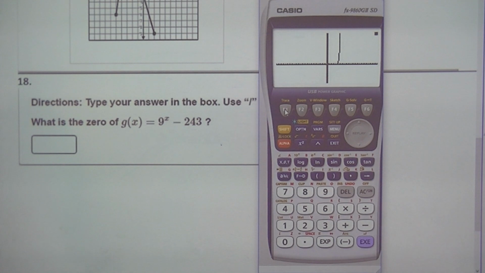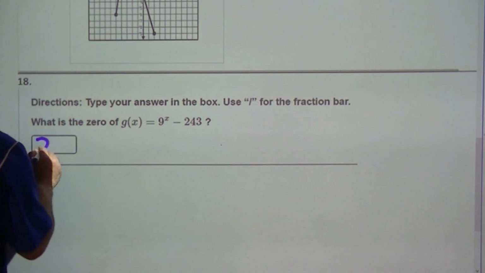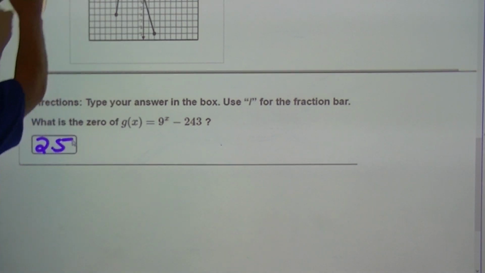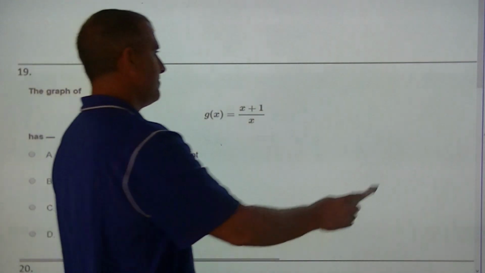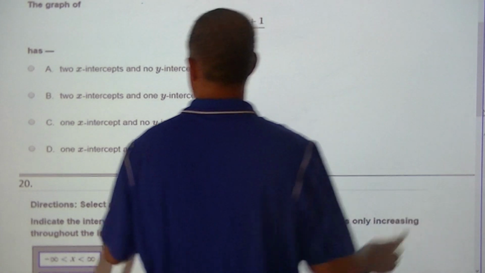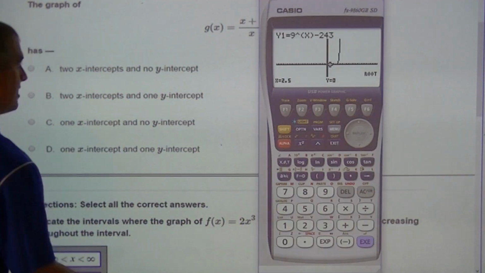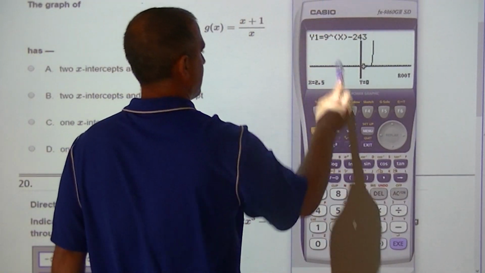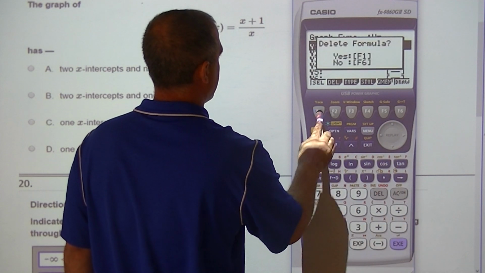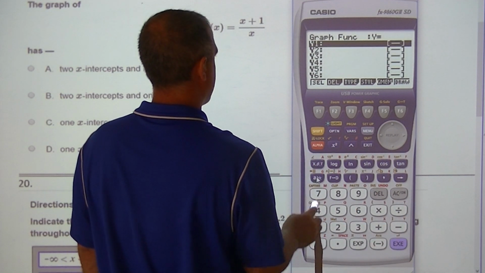Let's see what it gives me. It gives me 2.5. Question 19. Intercepts. Once again, this is pretty easy. Easy stuff. Once again, nothing has really been done with a pencil yet.